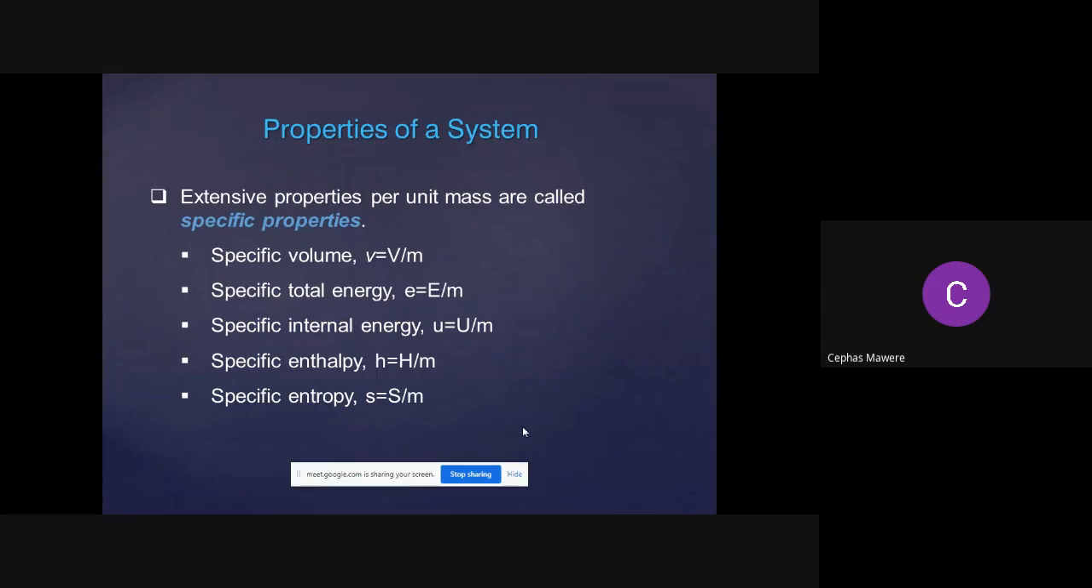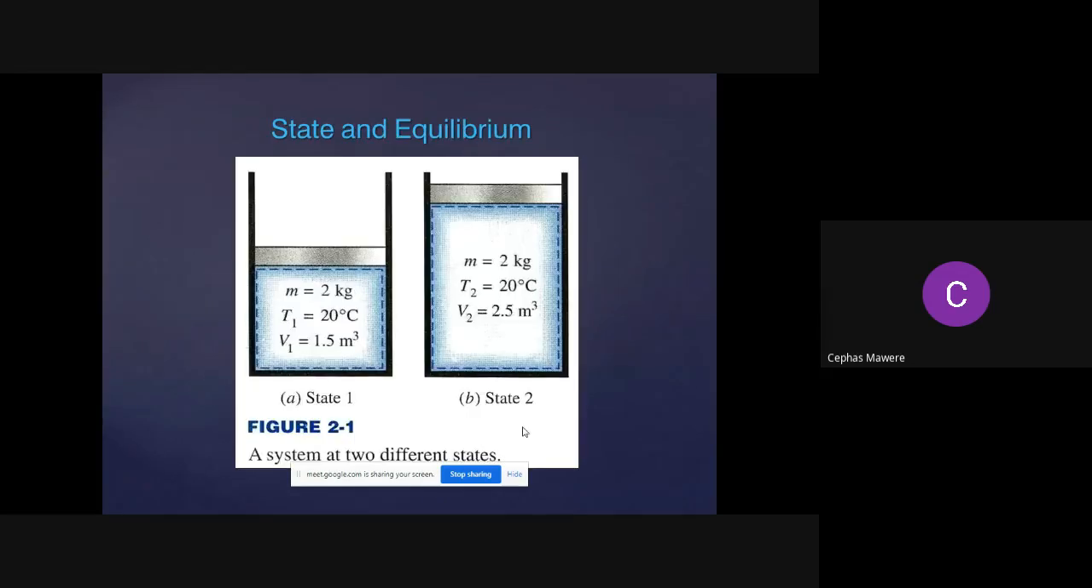We shall later look at this, maybe in another lecture, where we are going to calculate the specific volume, the specific enthalpy, and the specific entropy for each of these. Okay. And then moving on, we've got state and equilibrium. We shall look at state and equilibrium.